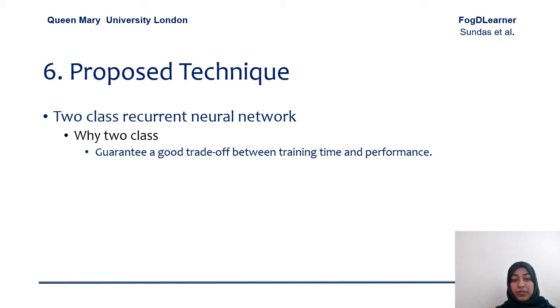We use a two-class recurrent neural network for prediction. The reason we use this two-class neural network is that it guarantees a good trade-off between training time and performance.